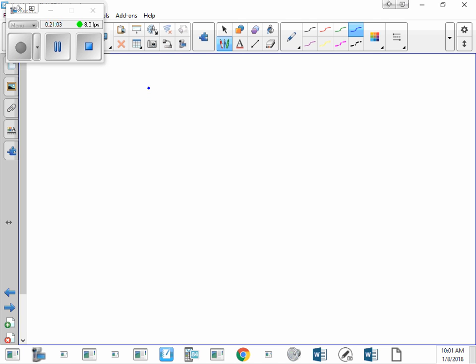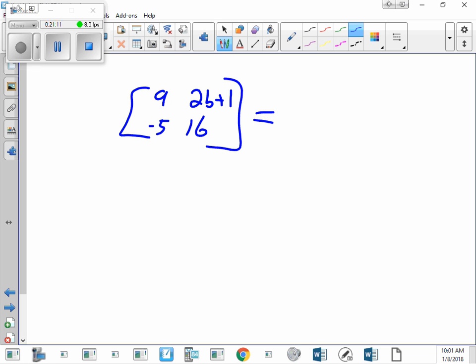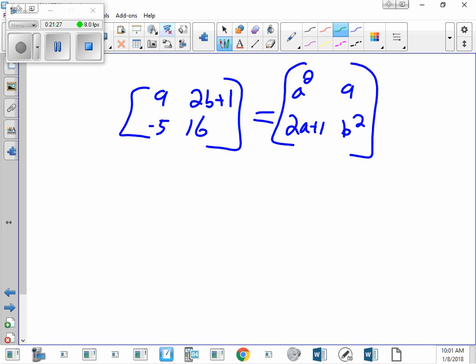Now look at 14. So 9, 2b plus 1, negative 5, and 16. And that matrix is equal to a squared, 9, 2a plus 1, and b squared. This one's a little bit trickier. So what do we know about this? So a squared equals 9. So a is equal to plus or minus 3.